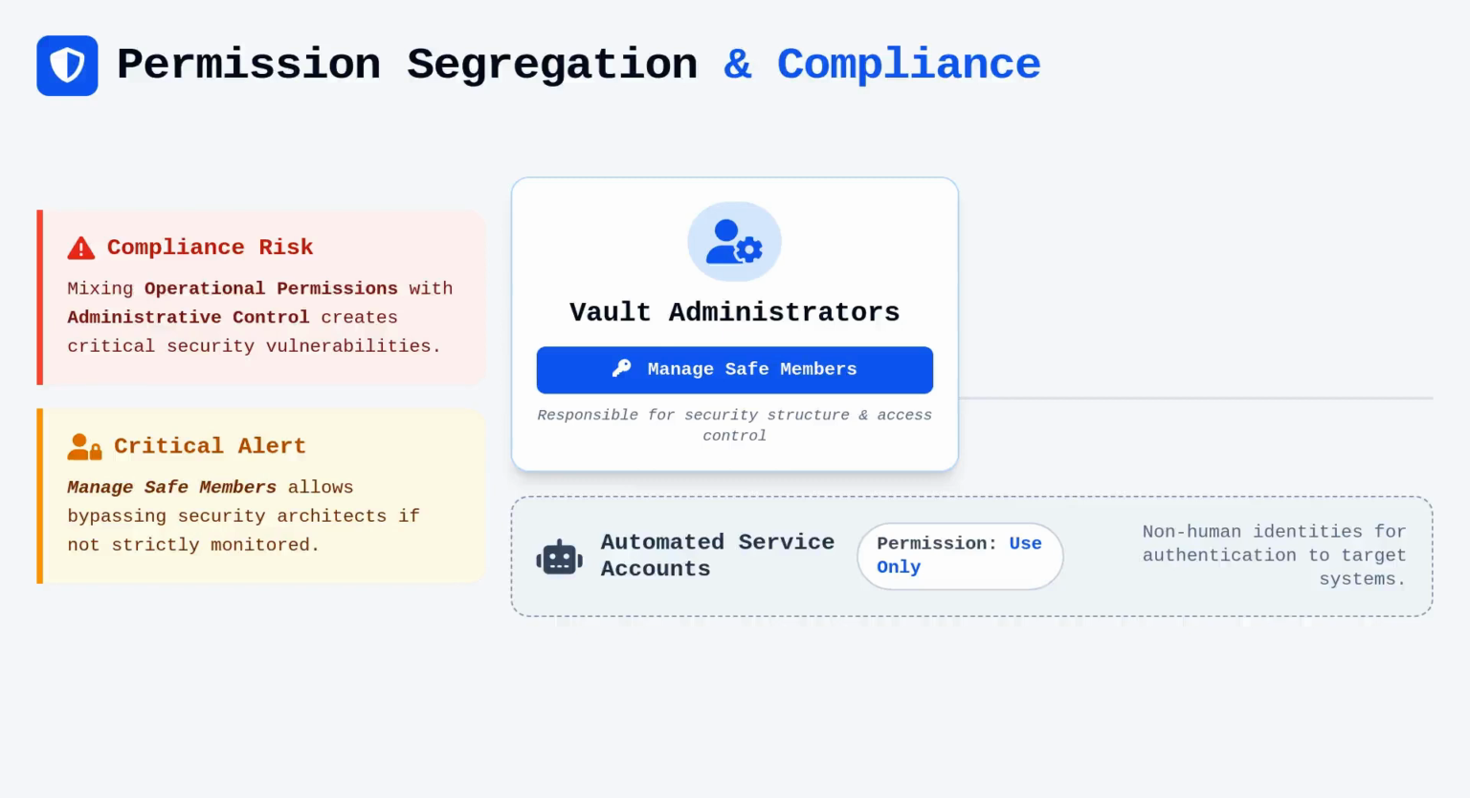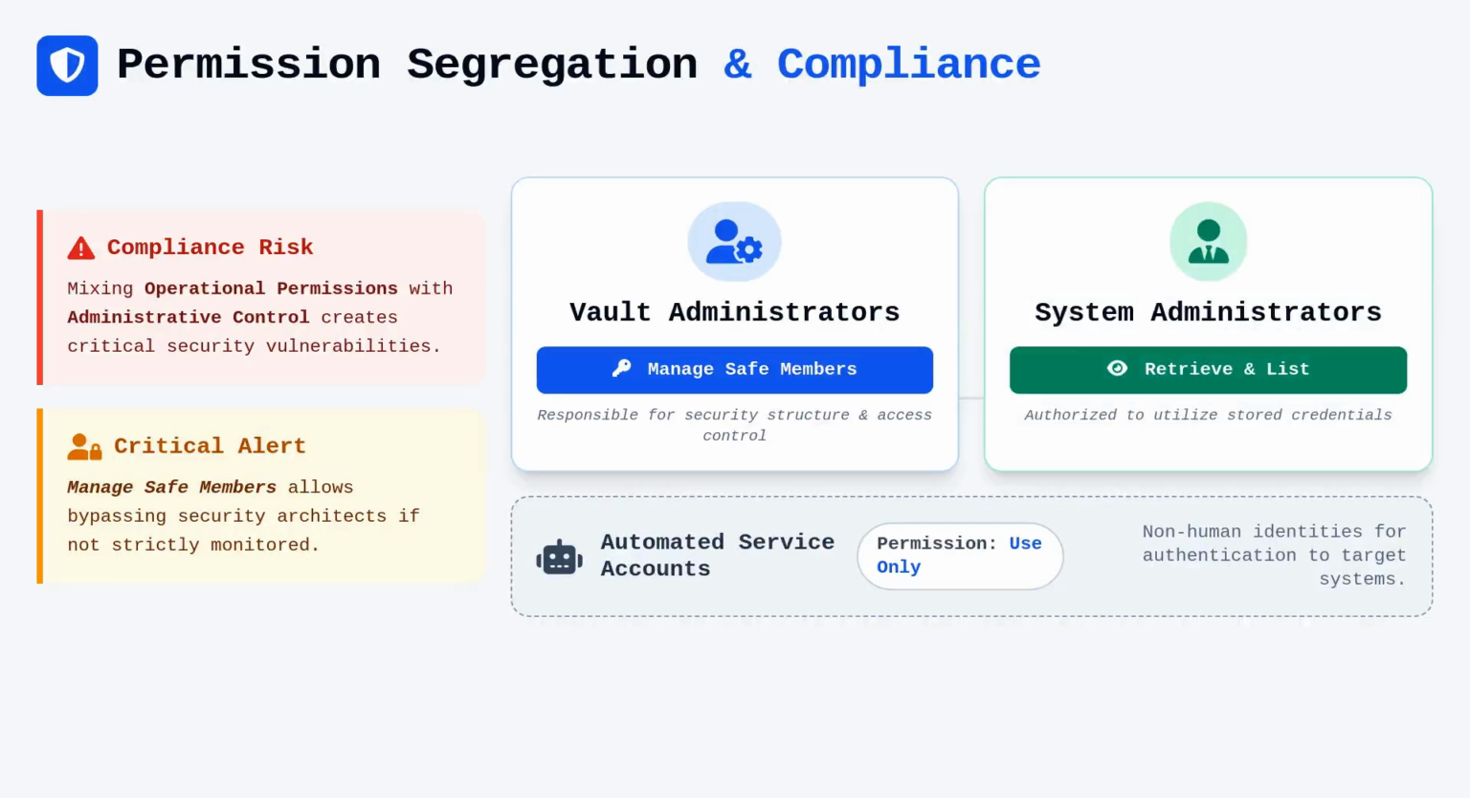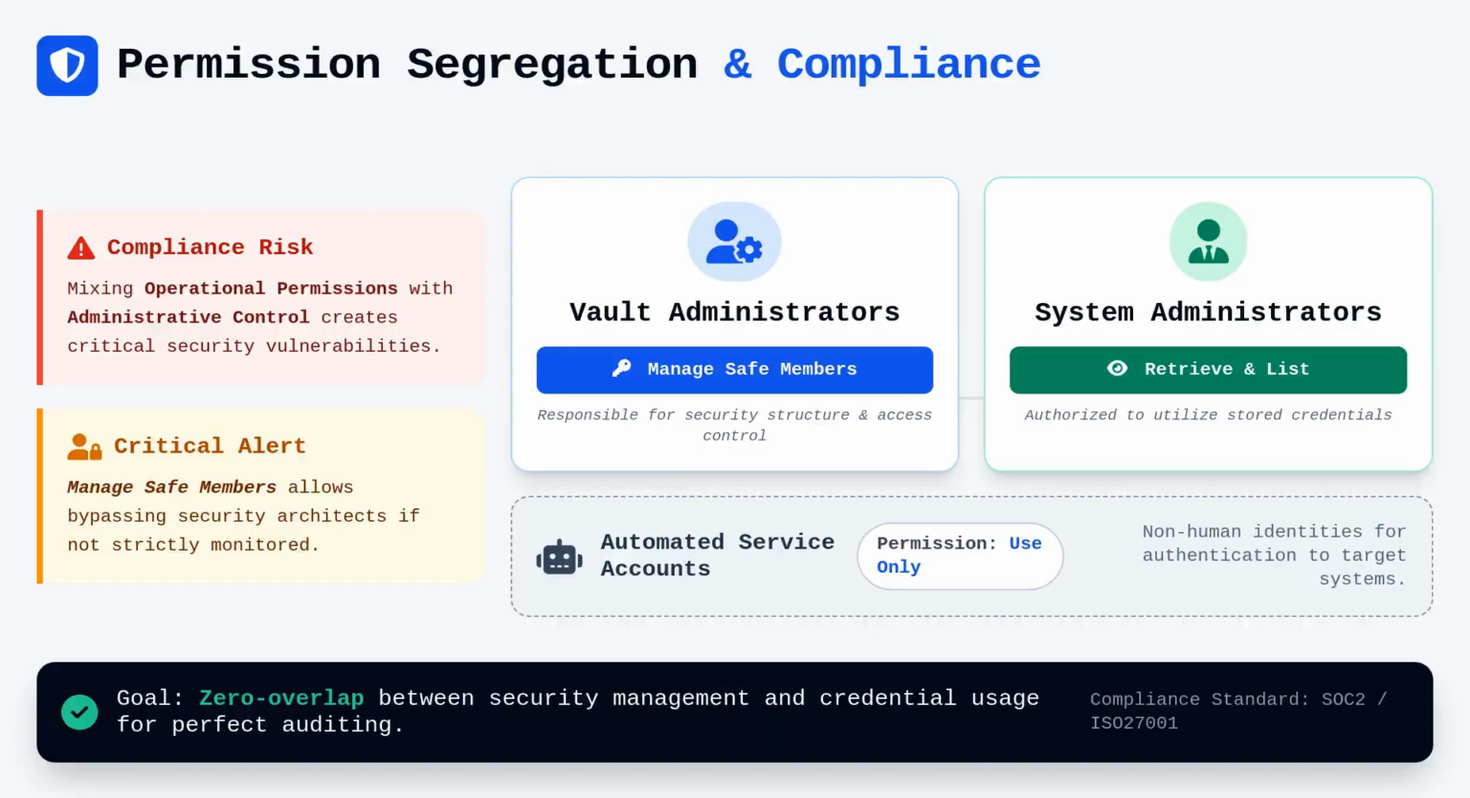When you configure an end user, such as a system administrator, you naturally lean toward providing retrieve and list, while keeping managed safe members reserved for the vault administrators or security officers. By separating these concerns, you ensure that no single individual has the ability to both manage the security structure of the vault and utilize the credentials stored within it, which is a standard requirement for proper auditing.